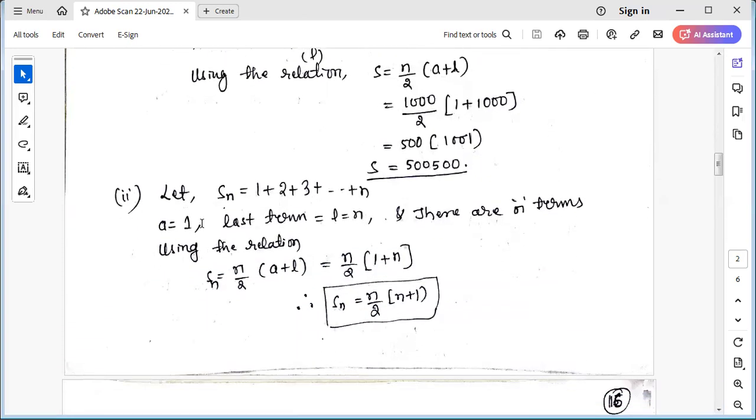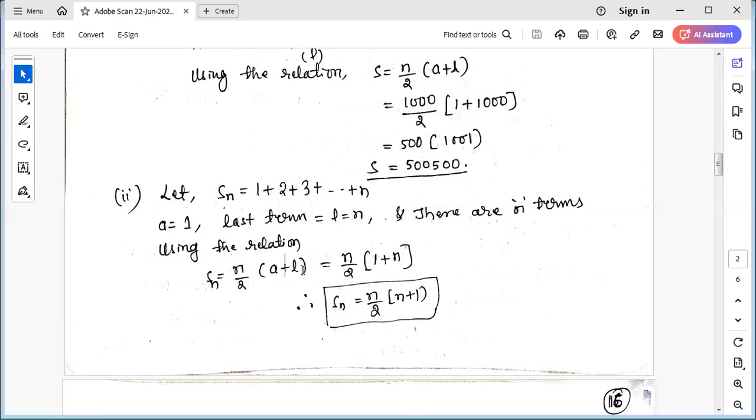Next, we want the sum of n integers. So let Sn is equal to 1 plus 2 plus 3 plus ... n. And here again A is equal to 1. The last term we have to take as L is equal to n, and there are n terms. So using the earlier equation, Sn is equal to n by 2 into (A plus L), and here this L becomes n.